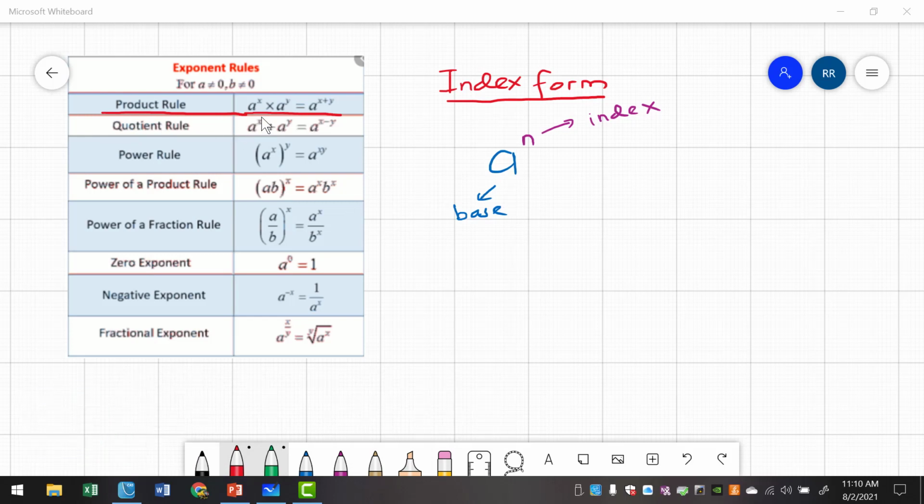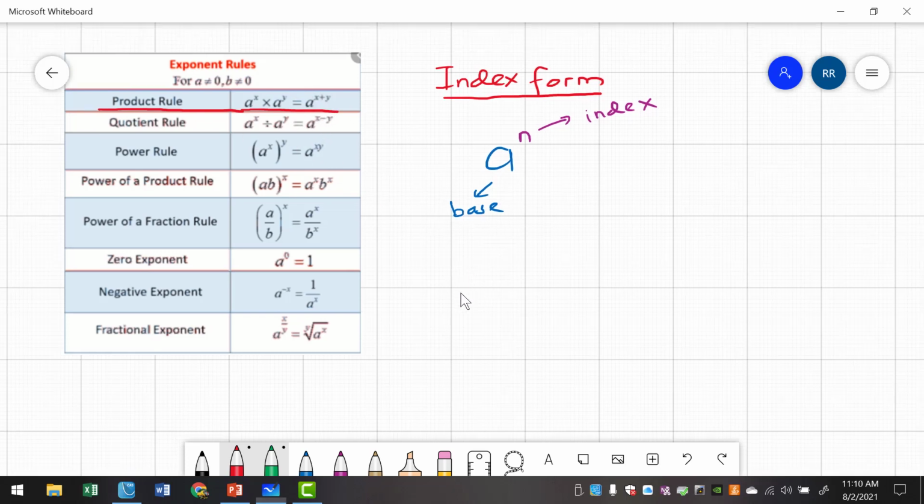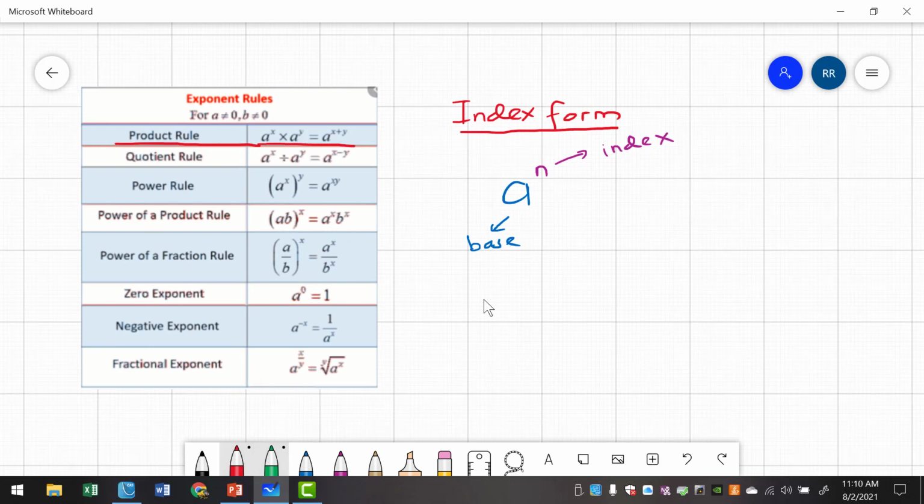We have a to the power of x times a to the power of y is equal to a to the power of x plus y. The first thing that you need to understand is that if you want to apply this rule, the base must be the same. So if I have a to the power of 2 times a to the power of 3, I can just add 2 plus 3, which equals a to the power of 5, because they have the same base.